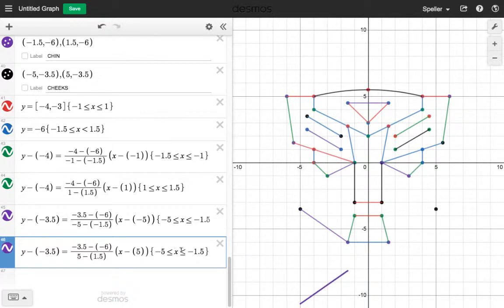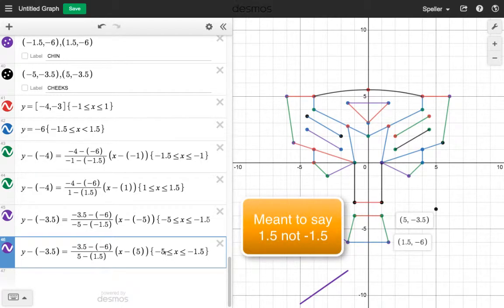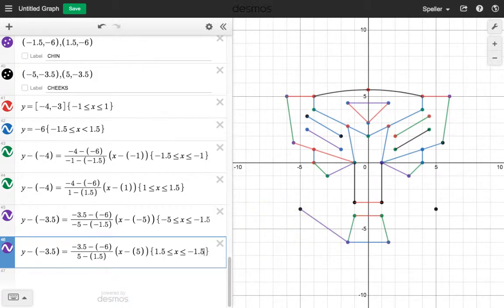+5 there. And I want to change the limit here. The domain here is going to go from -1.5 to +5. So basically I just put these in opposite order because I'm on the right hand side. So this here to 5. All right.